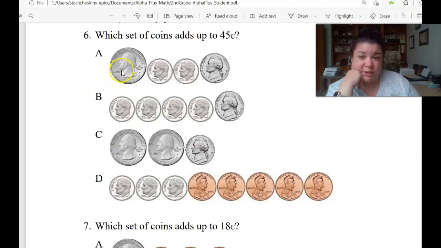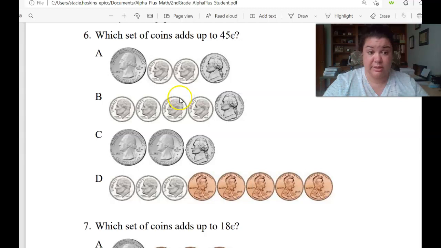Okay. So 25, 35, 45, 50. Ooh, it's not A. 10, remember you've got to skip count by 10: 10, 20, 30, 45. Oh, that adds up to 45. Let's see if they're trying to trick us. We already know that this is 55. 10, 20, 31, 32, 33, 34, 35. So it is B. Did you get B? Is that what you selected?